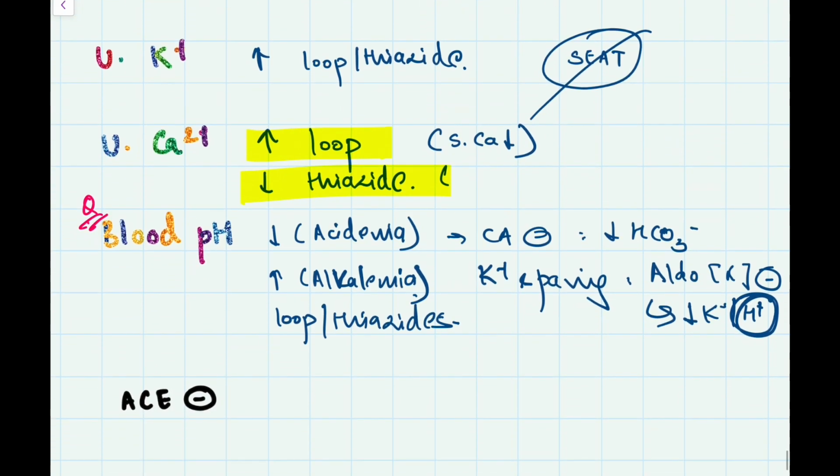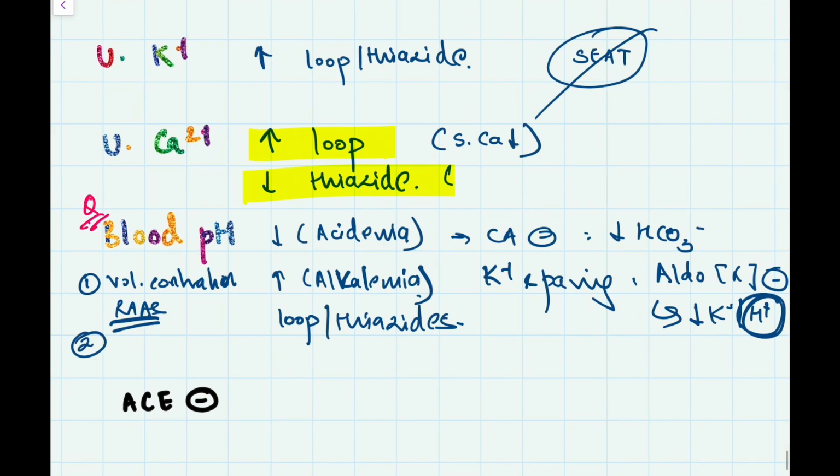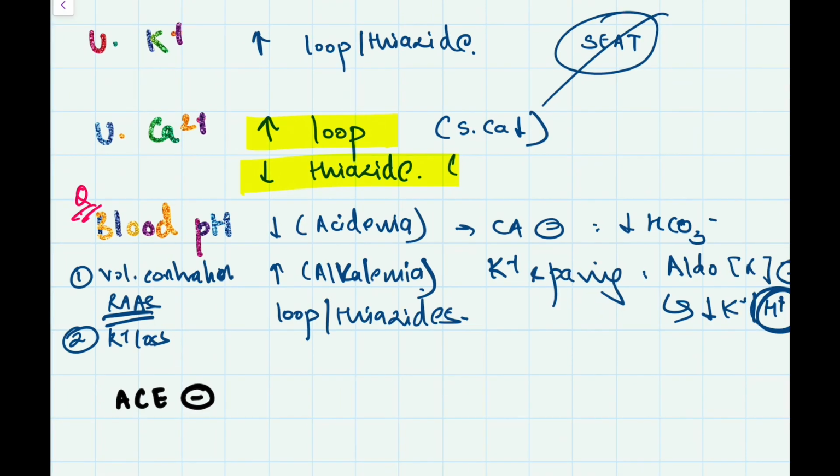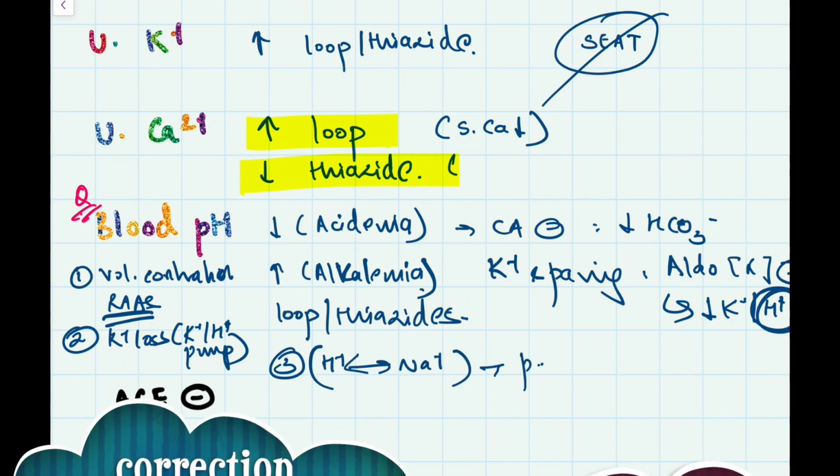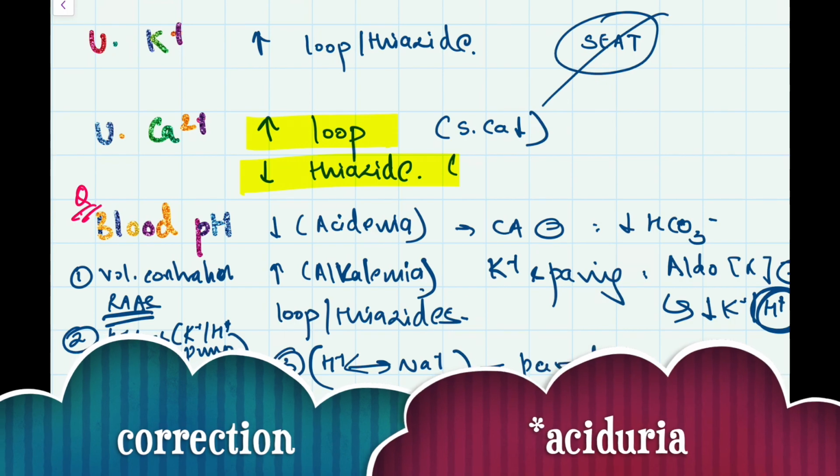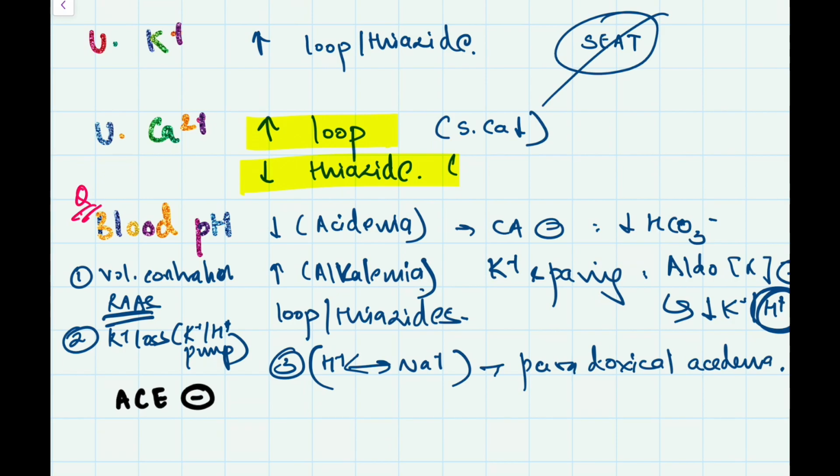So first it causes volume contraction, due to which there is activation of the RAS system, right, and RAS is responsible for the contraction alkalosis. Second is the K plus loss, due to which there is dysfunction of the K plus H plus pump, hence the H plus are unable to enter the cells, which again causes alkalosis. And finally, in the low K plus states, H plus is exchanged with Na plus in place of K plus, which leads to paradoxical acidemia. Right, this is very simple. So these are all the electrolyte changes with the diuretics.